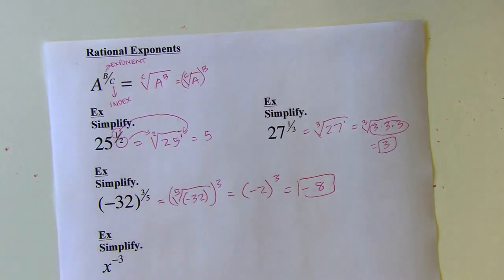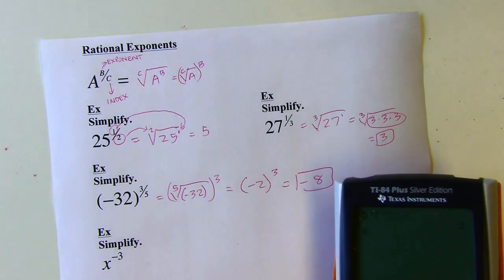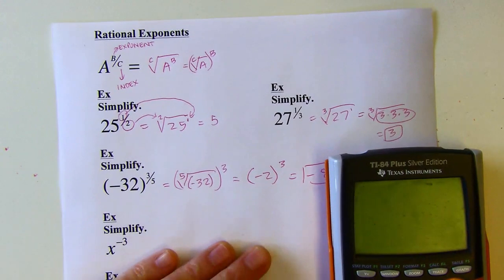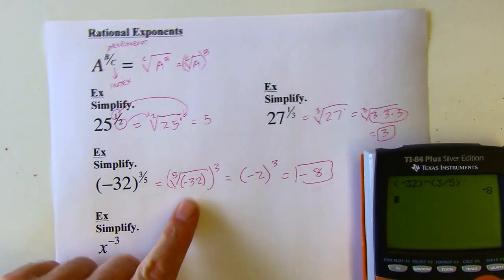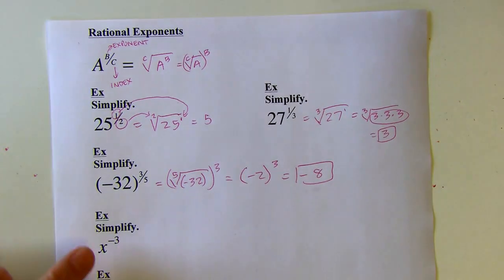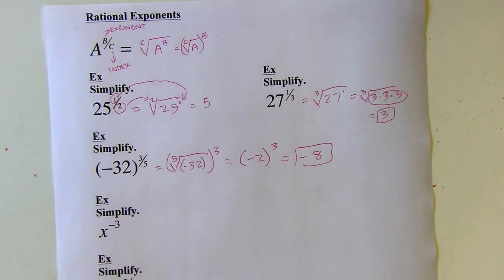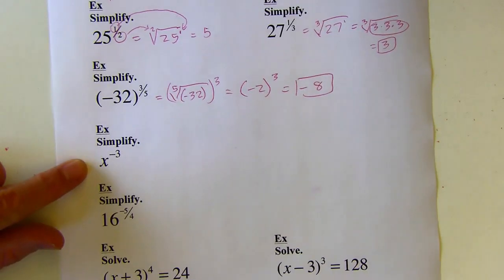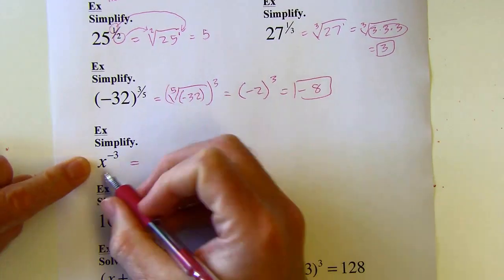Okay. And just to try this out, you could also just put this in your calculator as it is. So I could put in negative 32 raised to the 3/5. And let's see if we get the same result. And we do, right? But it is useful to be able to go back and forth from radicals to rational exponents, because a lot of times we'll have variables, and it's not as simple as just typing it in your calculator. Okay? All right.